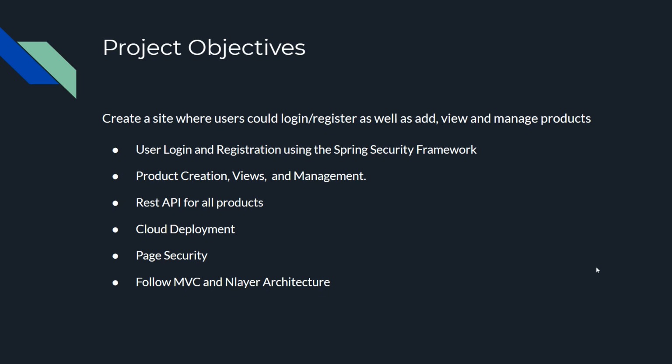Users should be able to create products, view the products, as well as manage the products, such as editing previously listed products or deleting them. There will be a REST API implemented so that we will be able to produce our products in a JSON format for other users to see or other applications to consume. The application will be hosted through a cloud service provider such as Heroku or Azure. Page security will be implemented through the Spring Security Framework, and we want to follow the MVC and N-layer architecture.